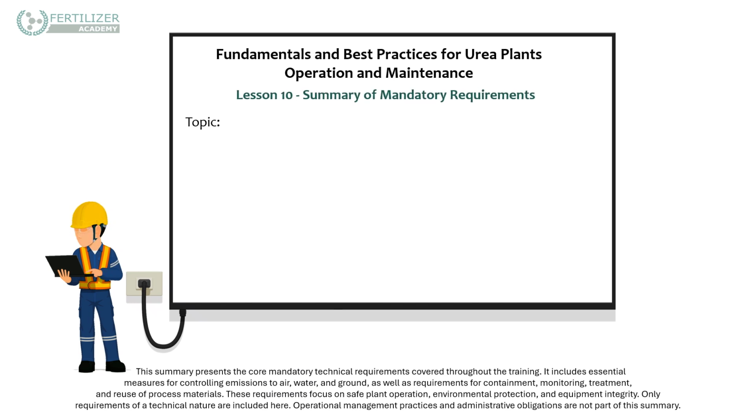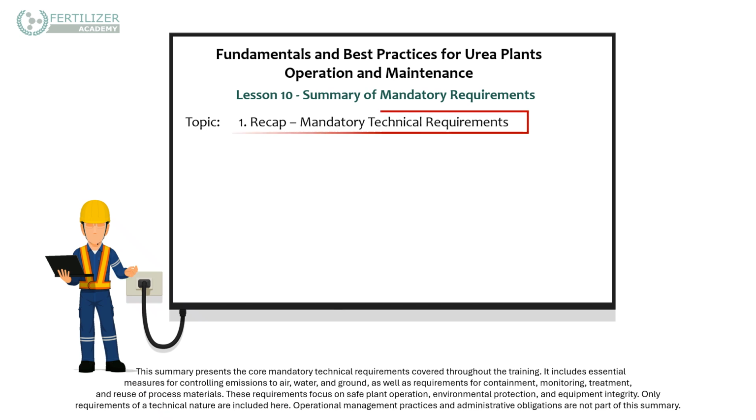Lesson 10. This summary presents the core mandatory technical requirements covered throughout the training. It includes essential measures for controlling emissions to air, water and ground, as well as requirements for containment, monitoring, treatment and reuse of process materials. These requirements focus on safe plant operation, environmental protection and equipment integrity.